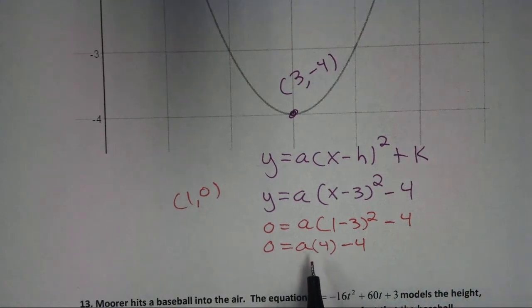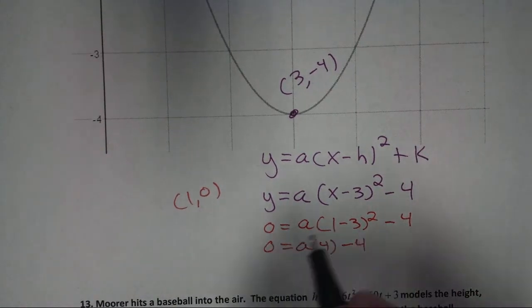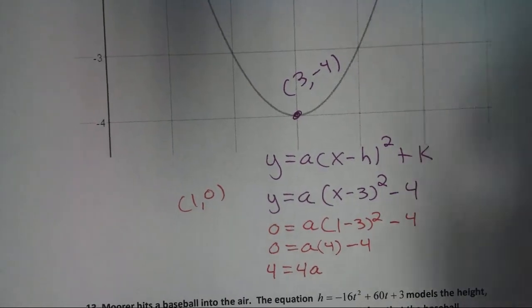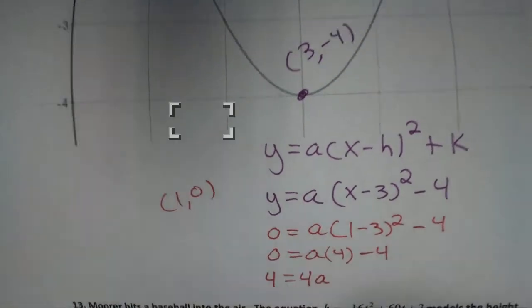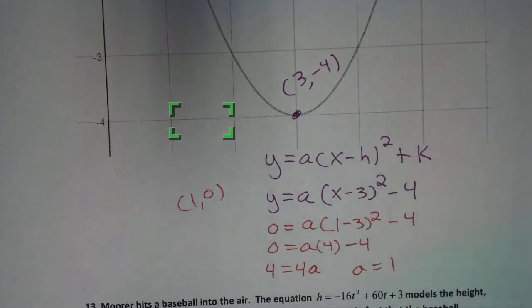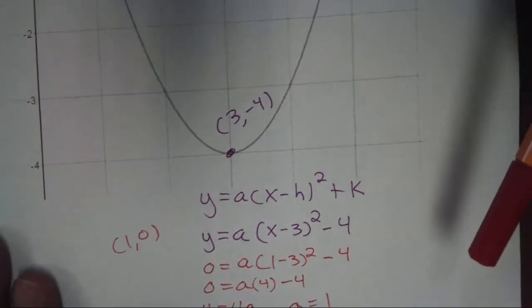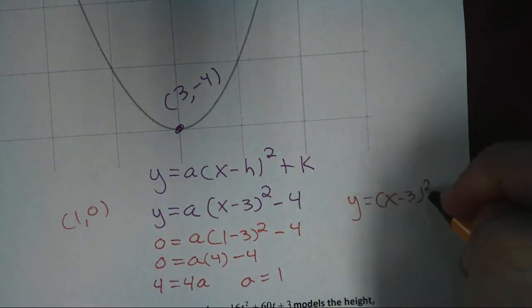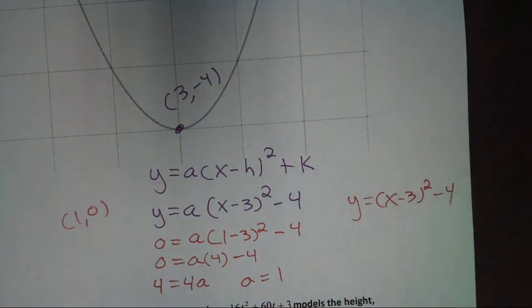Now to solve for a, we get rid of that minus 4 by adding it to both sides. So I have 4 equals 4a. And so, if we divide both sides by 4, we get a equals 1. Since we know a is equal to 1, we can rewrite the formula as just x minus 3 squared minus 4.